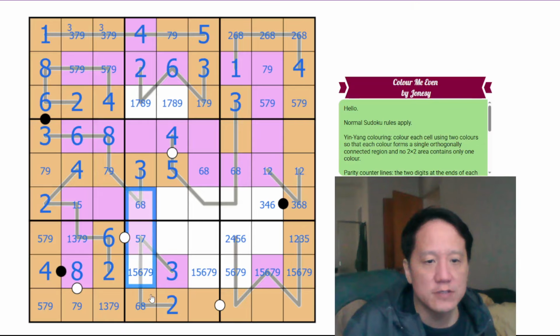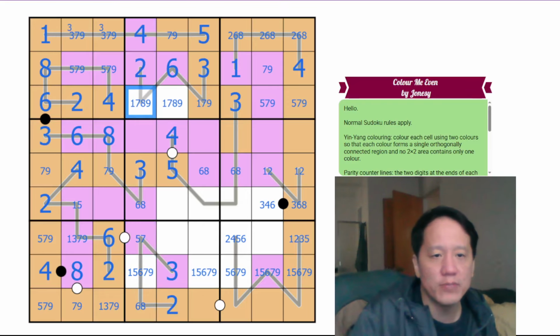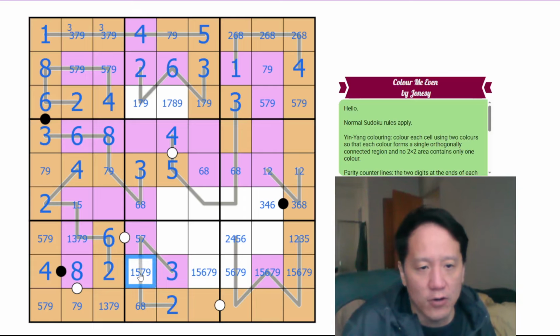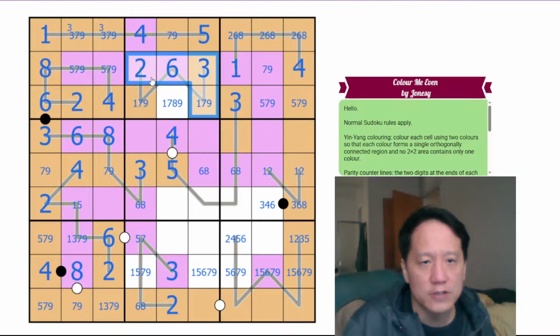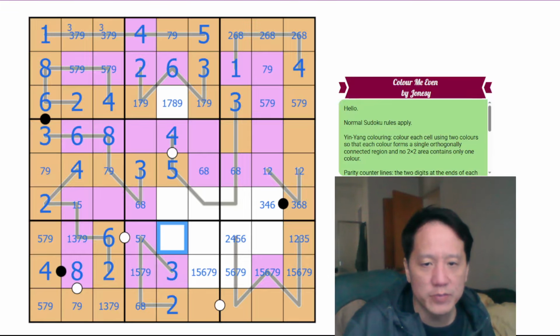We have a 6, 8, 6, 8 pair in column 4, which eliminates 6 and 8 in the rest of the column. This can't be 8. This can't be 6. So this is now odd, and this is odd. And therefore, this is orange here, because oranges are the odd digits on that line. And this must be pink, because pink is the odd digit on this line. That means we have a 2 by 2 area that has 3 pink, so this is orange.